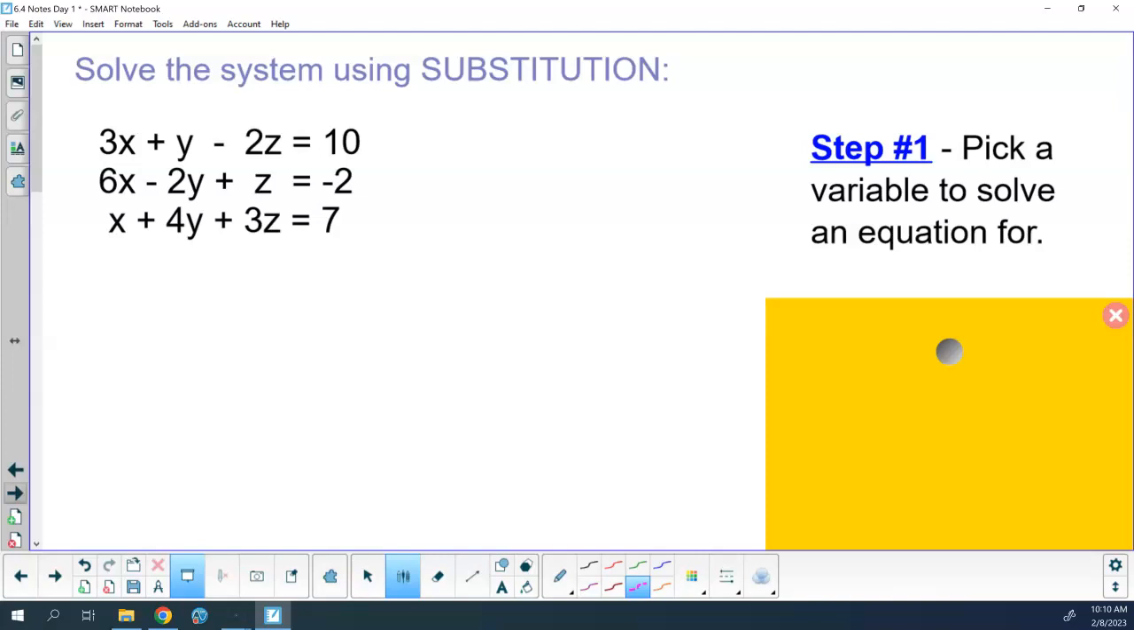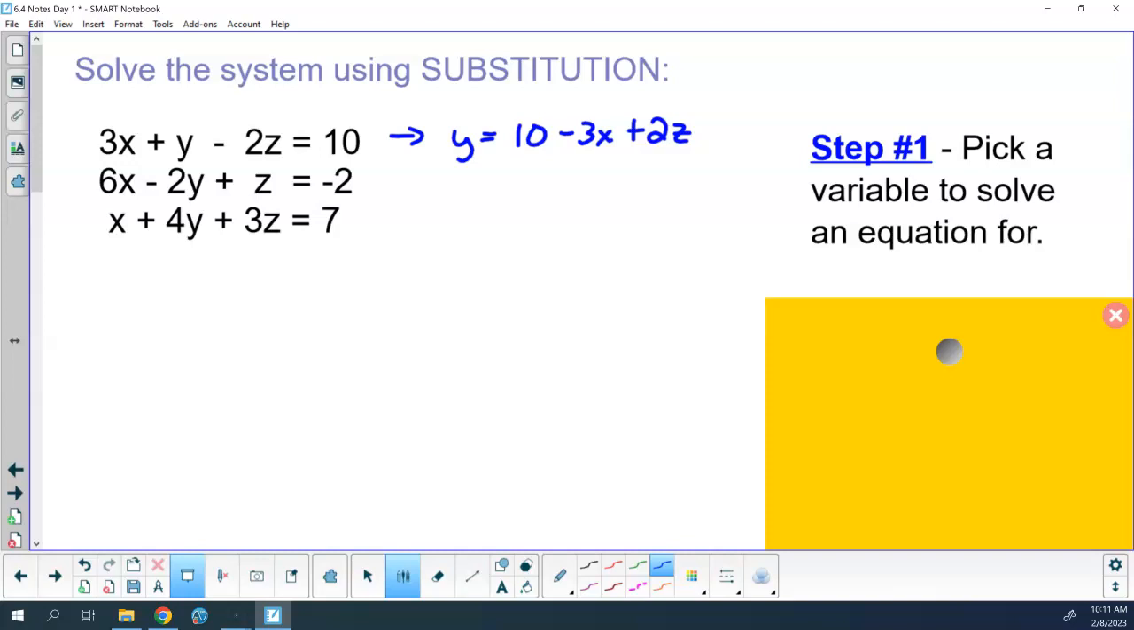Top for Y? Okay? So we're going to solve this top equation now for Y. If I do that, I would get Y equals 10 minus 3x plus 2z. Agree with me on that? Okay.